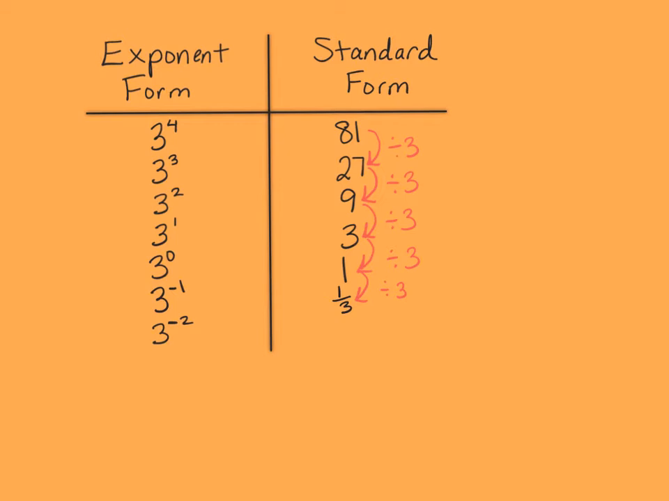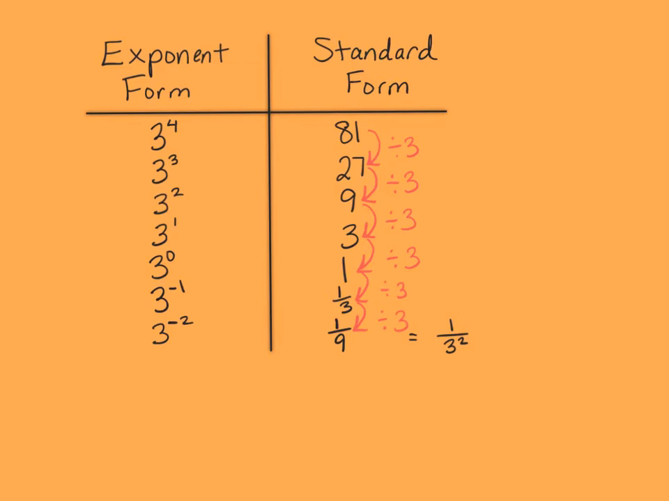Well, I could try this again. I'm going to divide that by 3. 1/3 divided by 3. And at this point, you might want to break out a calculator. Well, 1/3 divided by 3 is going to be 1/9. You might think about that just a minute and realize that that is 1/3 squared.